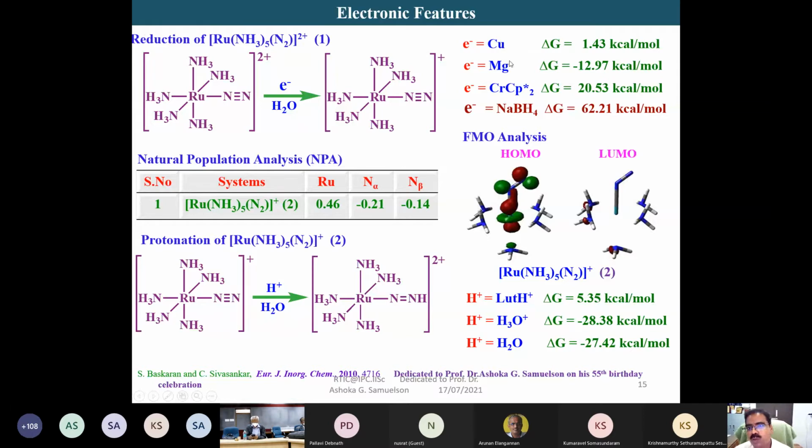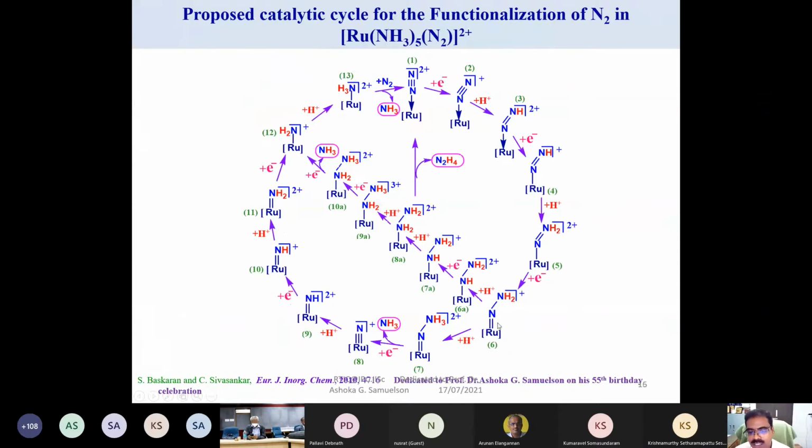So using these two reducing agents and any one of these protonating agents, now you can see the protonating agents. In the case of lutidinium, you have 5.35 kilocalories per mole, acid in water minus 28, and just water minus 27. So you can use any one of these reagents as a protonating agent, copper or magnesium as a reducing agent, and add to the Hallan and Sennit complex and see whether you can functionalize the dinitrogen or not. Now this is the simulated mechanism for this Hallan and Sennit complex.